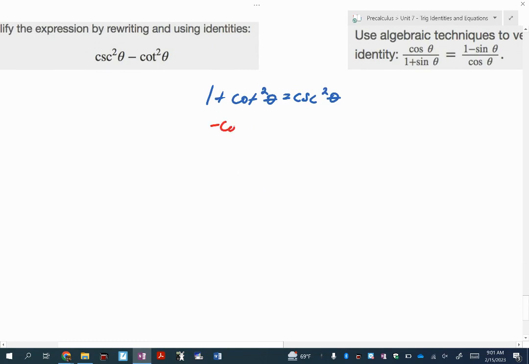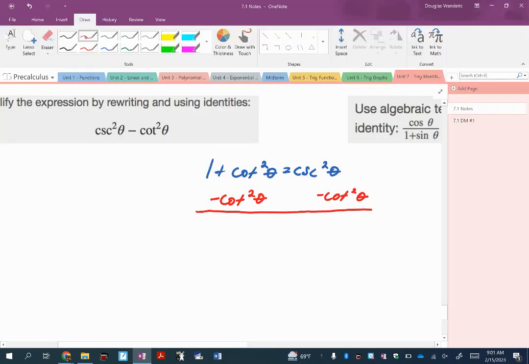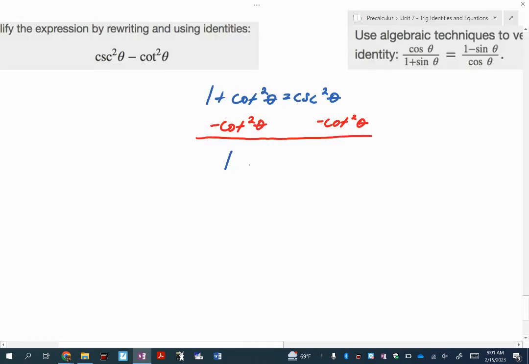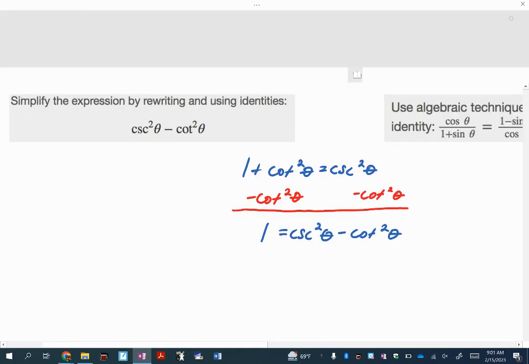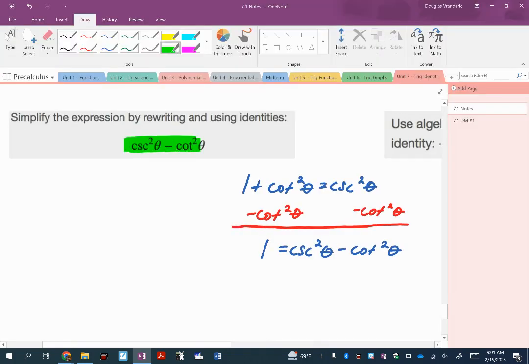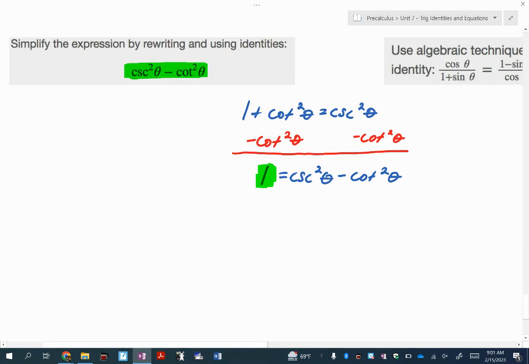And if I subtract cotangent squared theta from both sides, I think I can. So this is going to be 1 equals cosecant squared theta minus cotangent squared theta. And then what do you know in my problem? Right? Cosecant squared theta minus cotangent squared theta, I just manipulated. That is the same as the number 1. So this whole thing just becomes 1 because of all of that work.